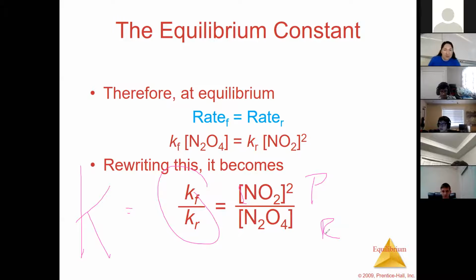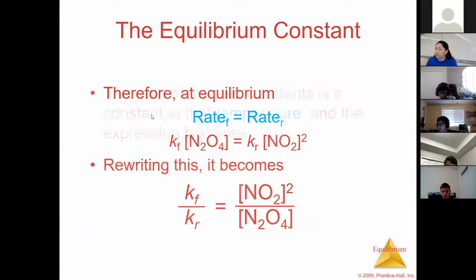So when it reaches its happy place, when the forward reaction rate is equal to the reverse reaction rate, however much you have of your products over reactants, you can get something called your equilibrium constant. And we'll learn about this here in the next few slides on what that tells you. And it's an important ratio.